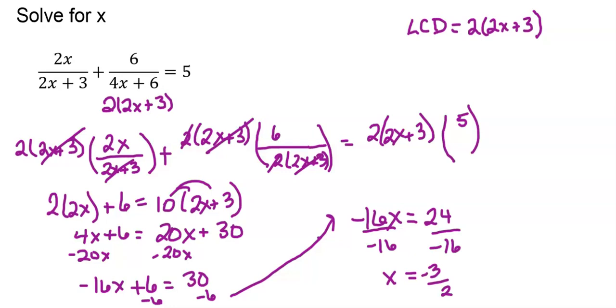Now the one thing we haven't checked for is, is that a restriction on the variable? So let's go back up to our least common denominator and think about what the restrictions are. Restrictions are numbers that make any denominator 0.